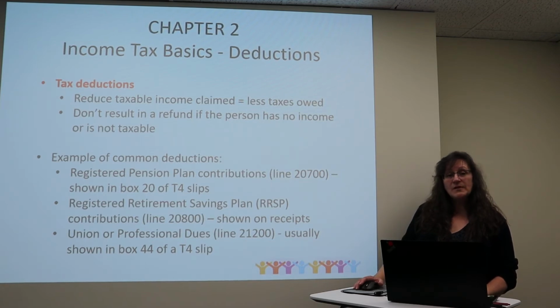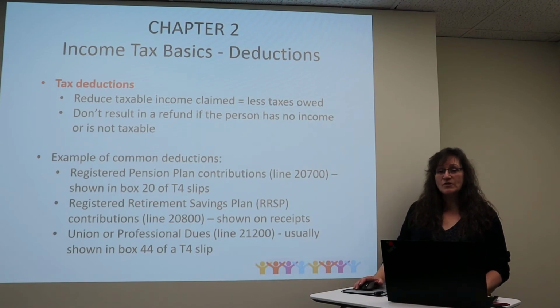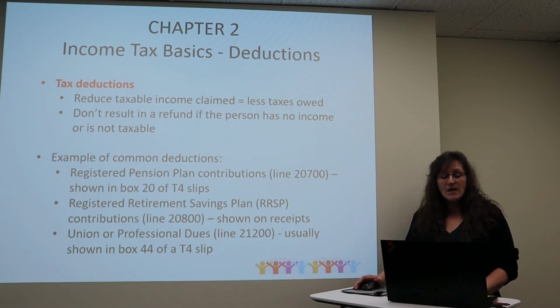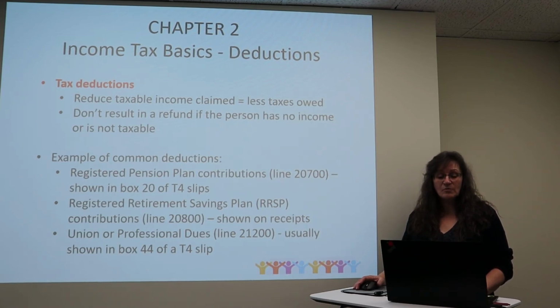Registered retirement savings plan contributions, which are made directly by a client to their financial institution or investment advisor, will be shown on slips from the various organizations and will be reported as a deduction on line 20,800. And union and professional dues, which are shown on a T4 slip in box 44, end up as a deduction on line 21,200. So these are some very common tax deductions that we will see on the returns that we are processing for individuals.